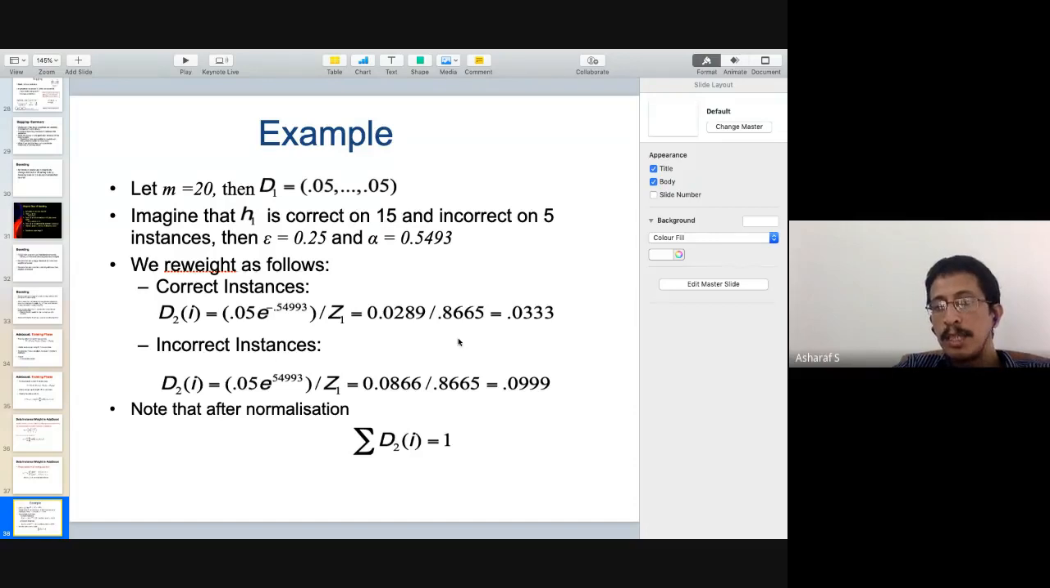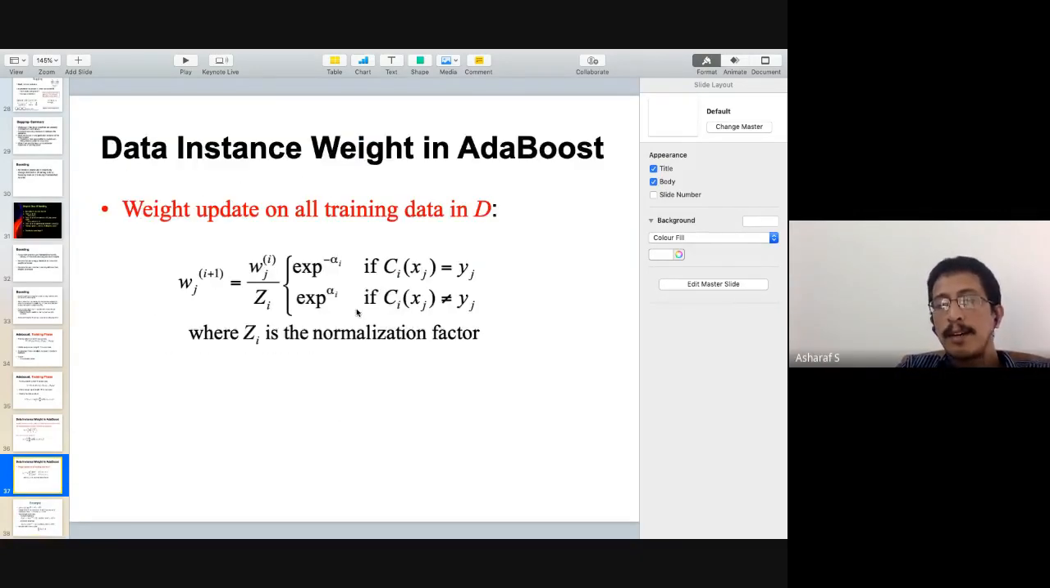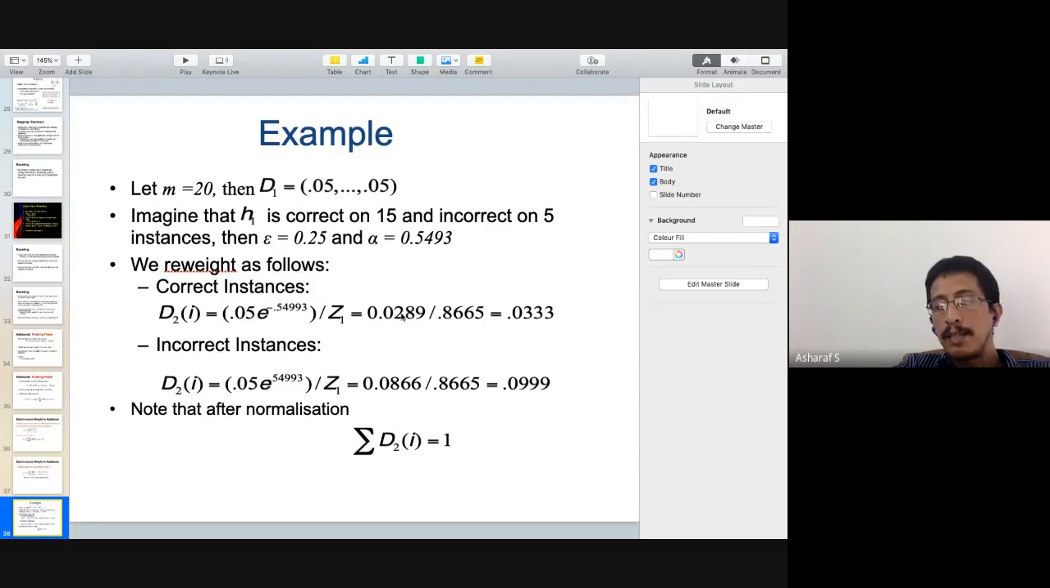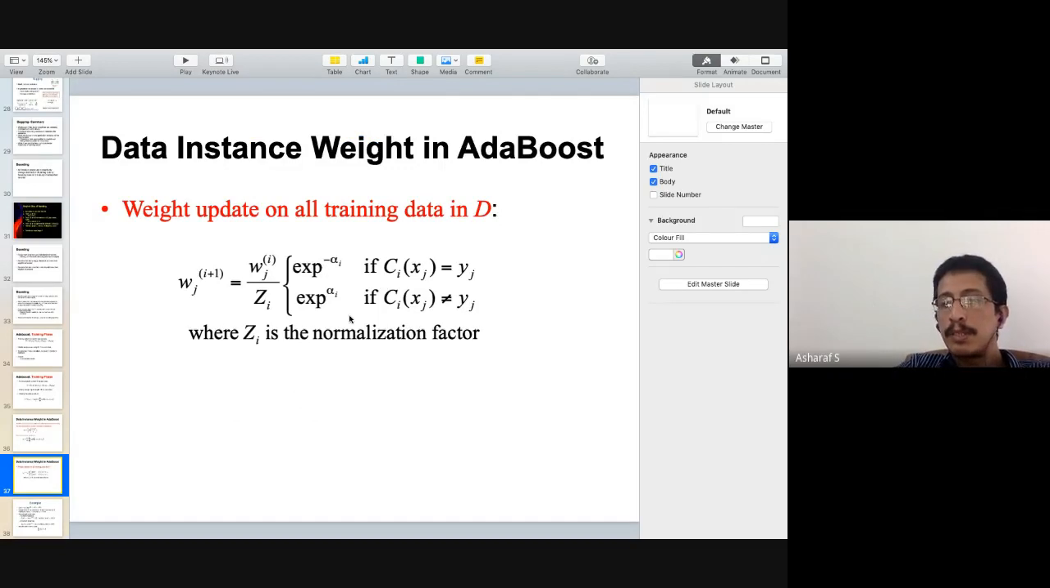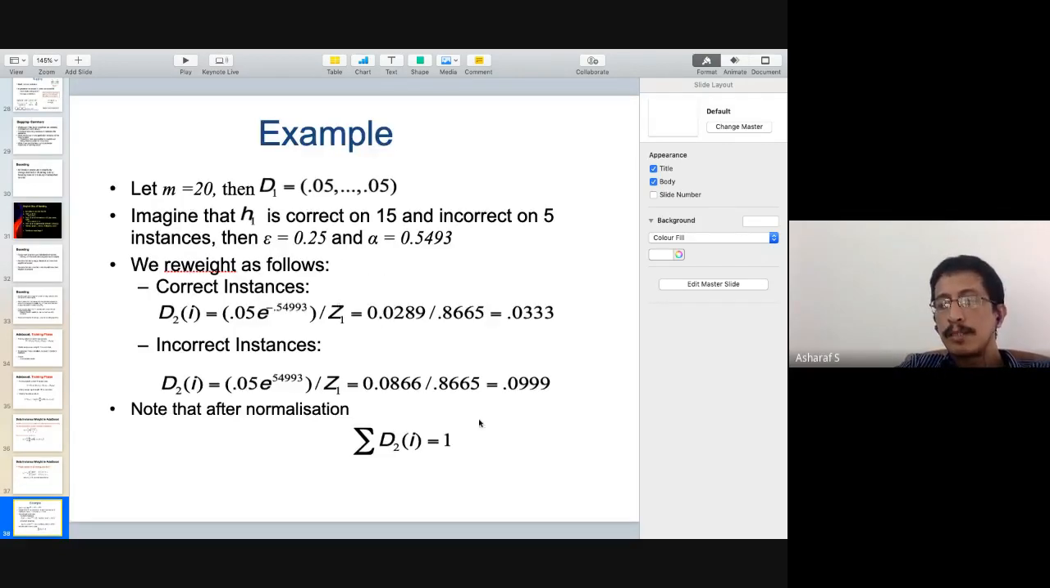For all these 15 points, initially they all start with the same weight, 1 by 20, right? The weights of the correct points will be updated according to this formula, where you have chosen this as your constant parameter. So you reduce the weight of the correctly classified instances, and for the 5 incorrect points, as per this equation, the weight will go up. After that, you get this new data set, you train the model again on this data set, and you continue.